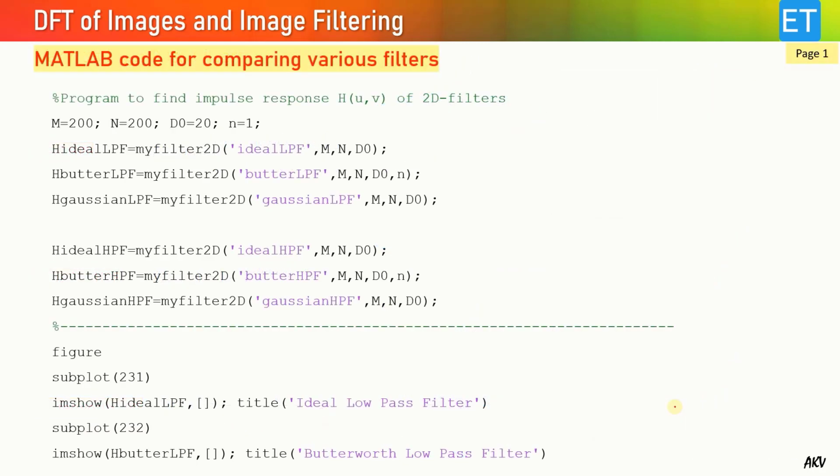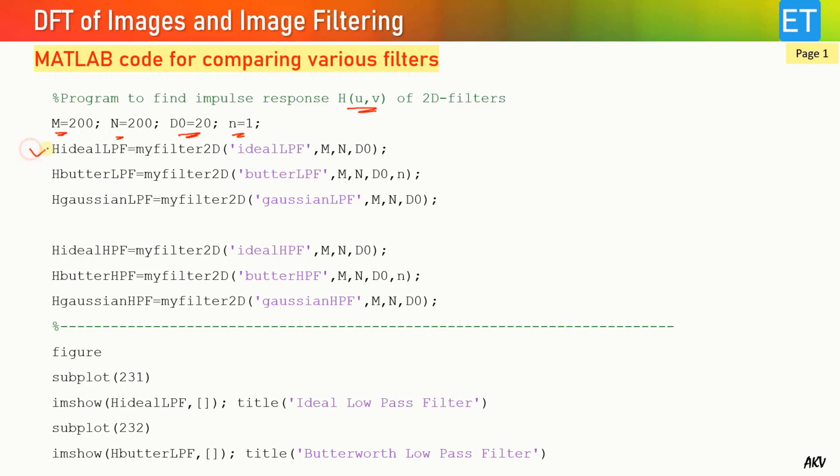And now let us see the program to implement the frequency responses of these filters. Here we will implement H(u,v). That means we will implement all those equations which are based on the D(u,v) distance equation to compute H(u,v). We have taken the size M by N, so we will generate a filter response H(u,v) of size 200 by 200. The distance is given as 20, and n equal to 1 will be used for the Butterworth filter. That means we will implement the first order, but you can implement any order if you change the value of n.